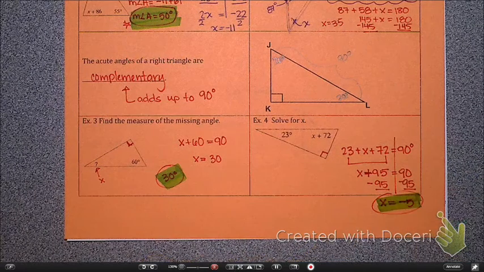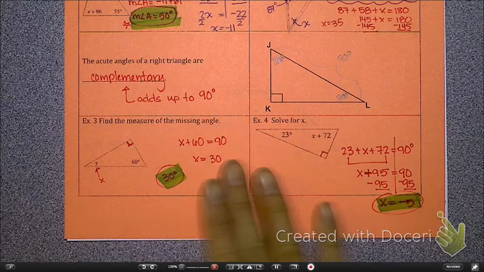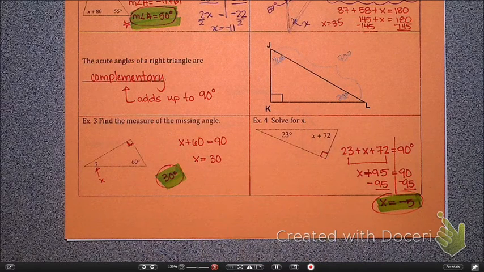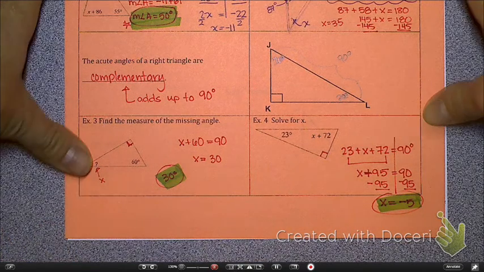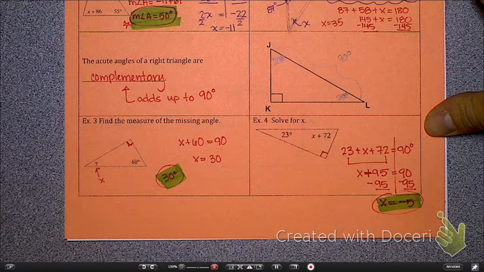Okay, are there any questions on what we did with these two? Adding the acute angles up to 90 in the right triangle. Any questions there? Okay, so this is it for your notes for today. So you can staple this onto, what page did we say it was on? 16, okay?